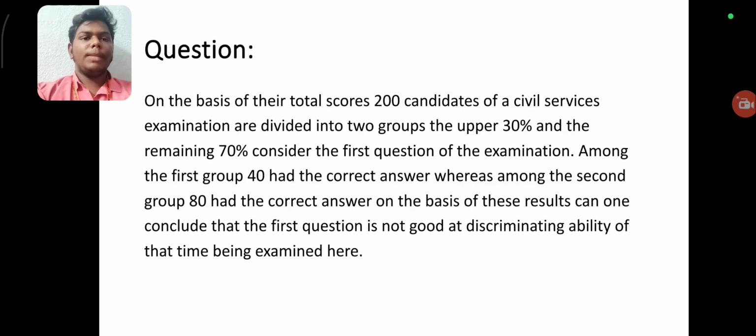Question: on the basis of their total scores, 200 candidates of the civil services examination are divided into two groups, the upper 30% and the remaining 70%. Consider the first question of the examination. Among the first group, 40 had the correct answer, whereas among the second group, 80 had the correct answer. On the basis of these results, can one conclude that the first question is not good at discriminating ability of the candidates being examined?